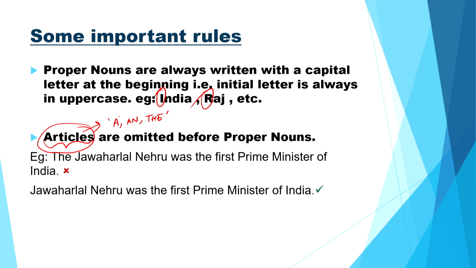Now, let us take an example. The Jawaharlal Nehru was the first Prime Minister of India. Let us first identify the proper nouns over here. As you can see, Jawaharlal Nehru and India, these are your proper nouns. But can you see any article before India? No. But before Jawaharlal Nehru, yes, there is an article, the, used before Jawaharlal Nehru. Hence, it should be omitted. So, our correct statement would be Jawaharlal Nehru was the first Prime Minister of India.